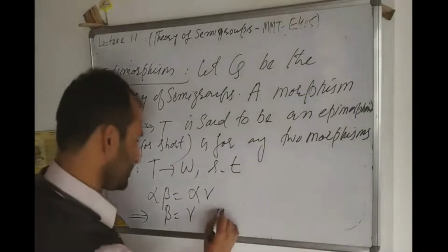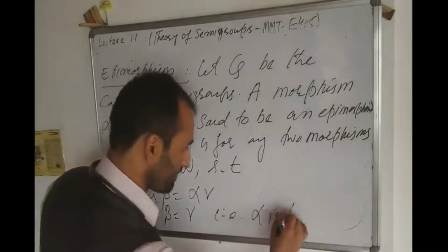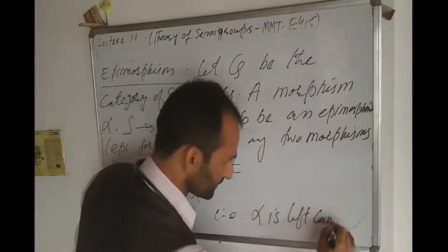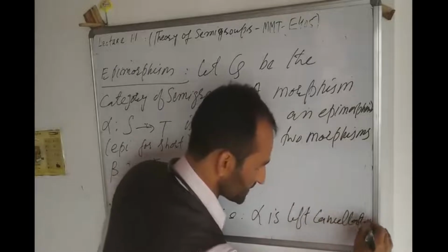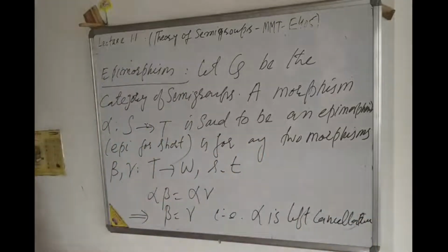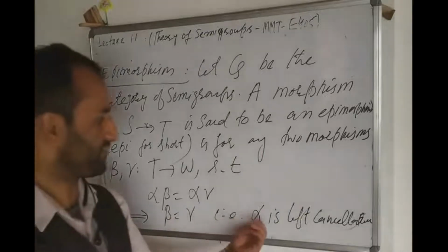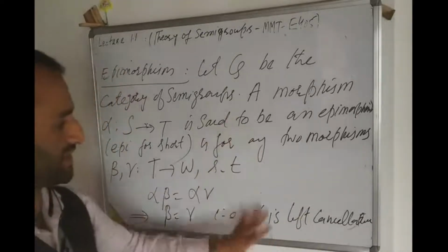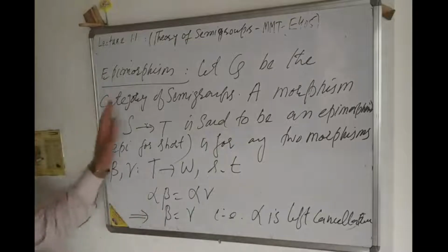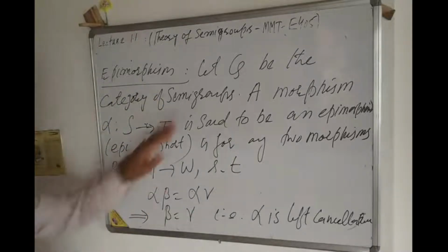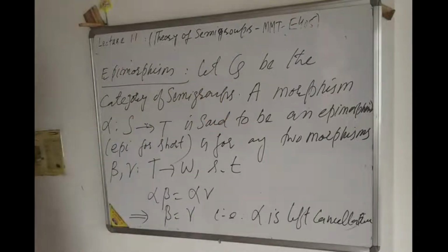So that is, alpha is left cancellative. It's left cancellative because it is on the left hand side, and we can cancel this alpha. So any epimorphism is actually left cancellative. That is the categorical definition of epimorphism. Here the category is the category of all semigroups.